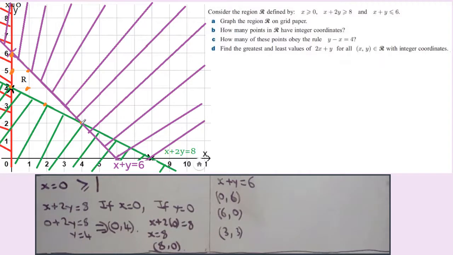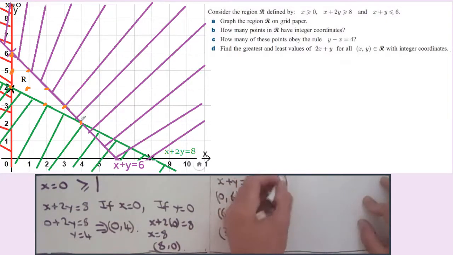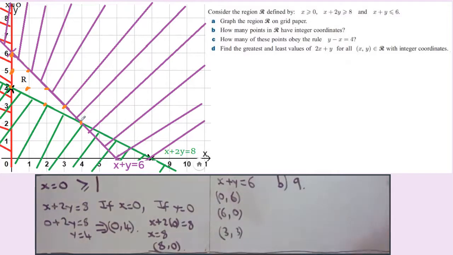That is okay. So it's not completely clear. I think it's just because of my lines. I think that point probably is fine. And here. And that looks like all of the integer points. So that there are 1, 2, 3, 4, 5, 6, 7, 8, 9. 9 points in R have integer coordinates. So part B, the answer is 9.